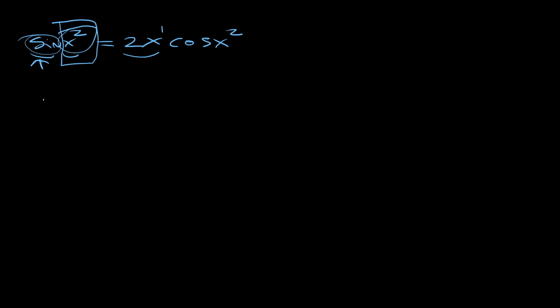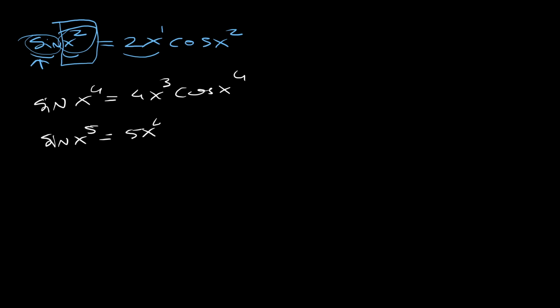So let's say now we have sine, but of x to the 4th power. Again, same thing, so 4x cubed, and then cosine of x to the 4th. Okay, let's do another one. So let's say we have now x to the 5th, same thing, so it's 5x to the 4th times cosine of x to the 5th. Okay, so let's do another one.